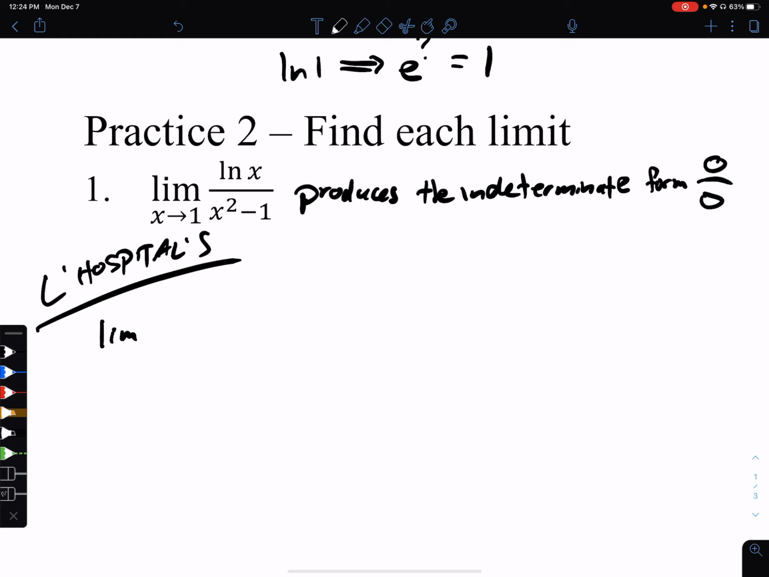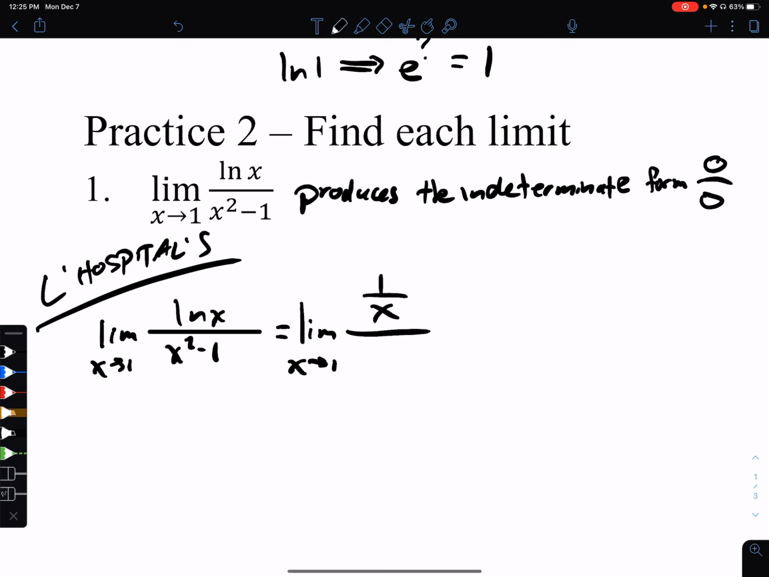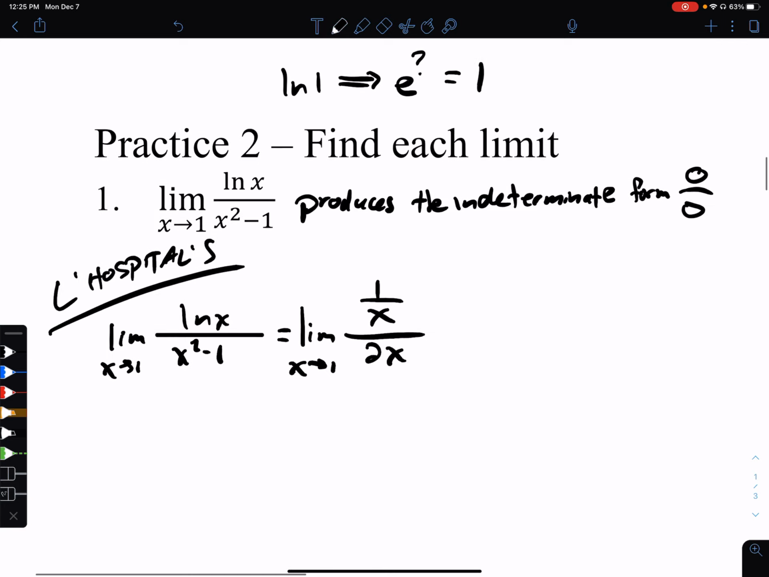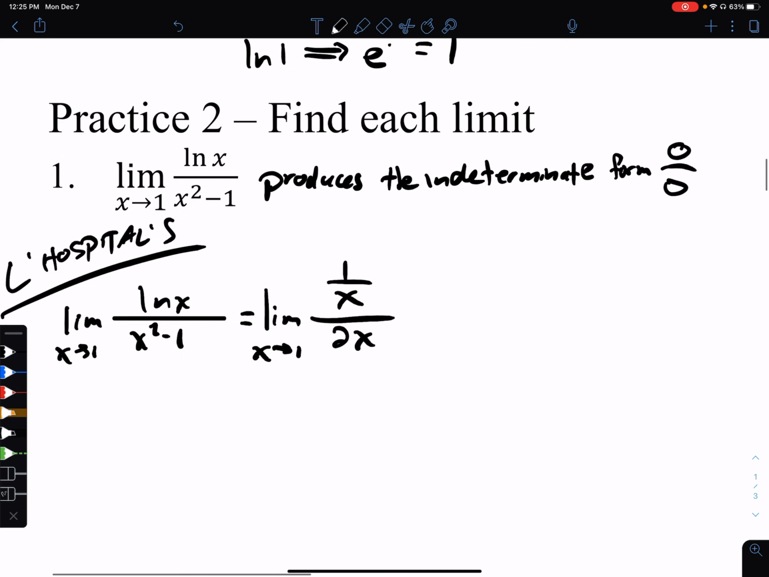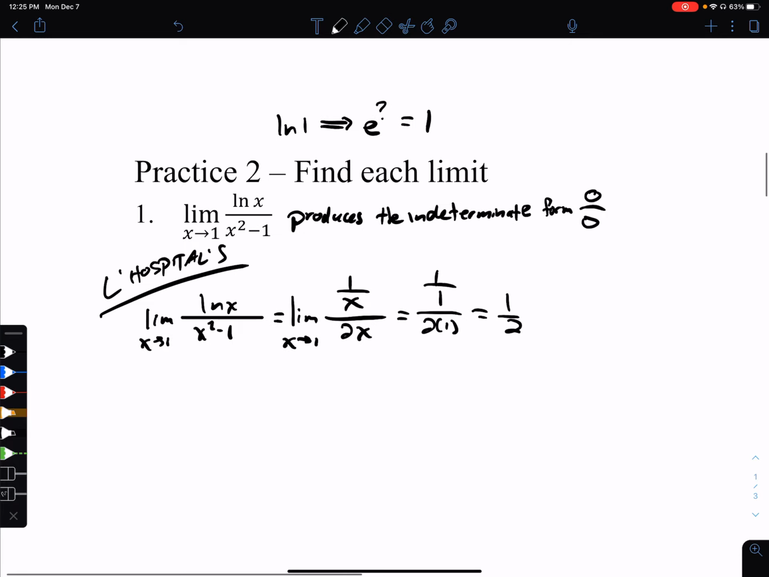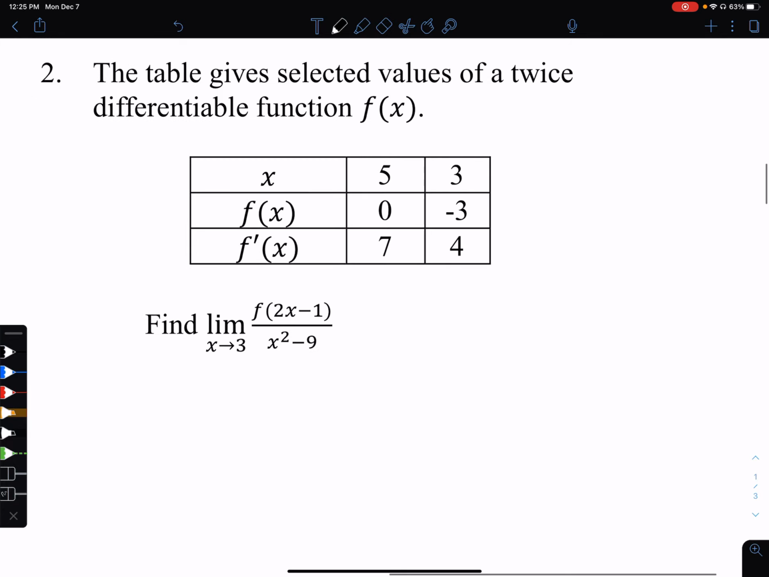So the limit as x approaches 1 of natural log of x over x squared minus 1 is going to be equal to the limit as x approaches 1. If you recall, the derivative of natural log of x is 1 over x. Derivative of x squared minus 1 is 2x. Evaluating this at 1, we're going to get 1 over 2 times 1, and I believe you'll agree this ends up being 1/2.